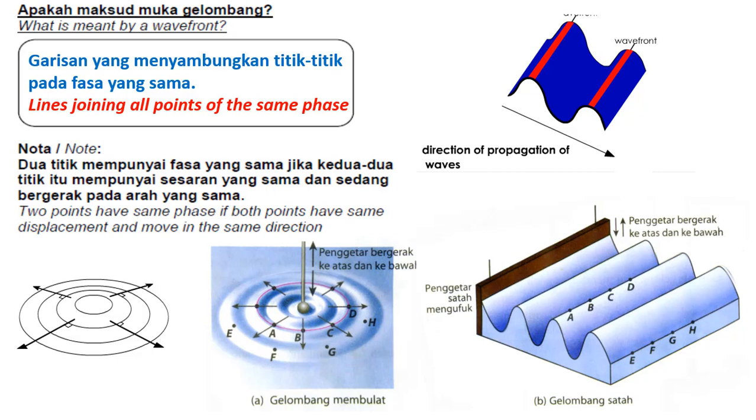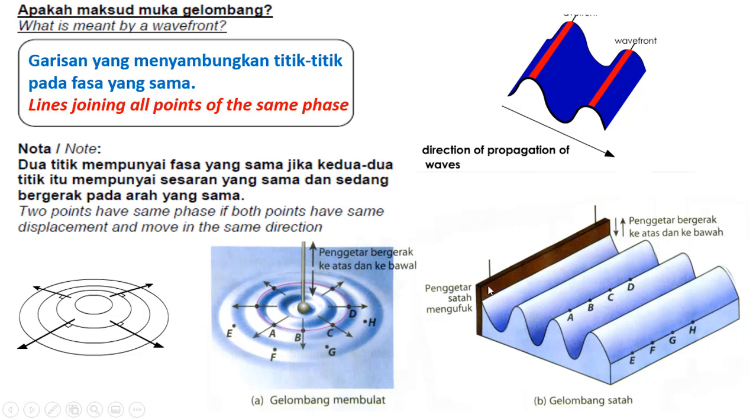So look at points A, B, C, D. Points A, B, C, D are all in the same phase because all of them are at the crest. And points E, F, G, H are all the points on the trough. So A, B, C, D will vibrate upward, while E, F, G, H will vibrate downward.